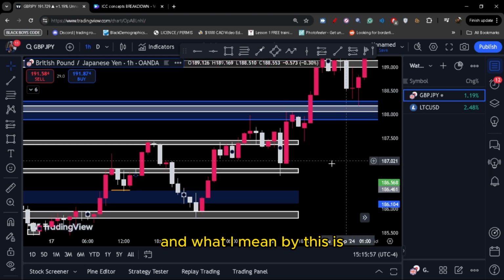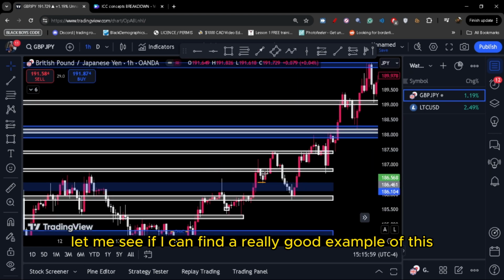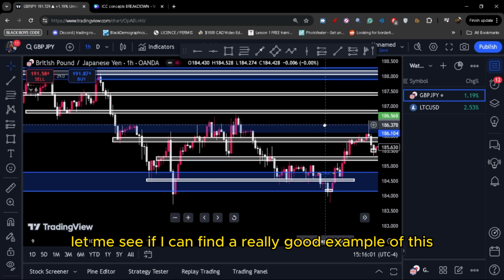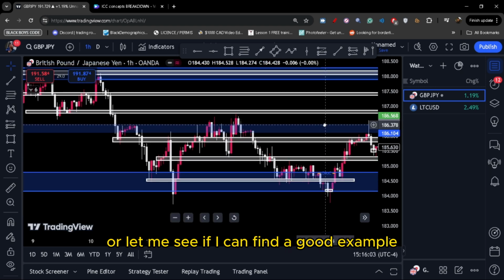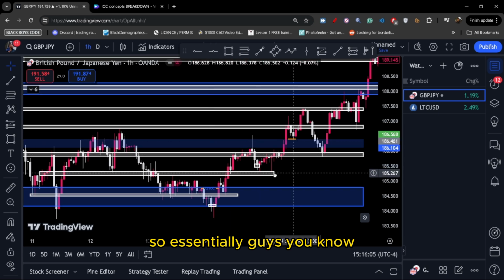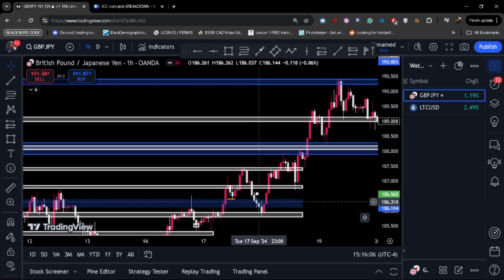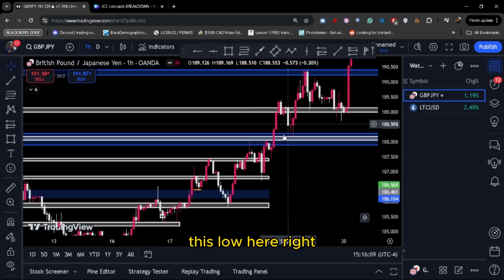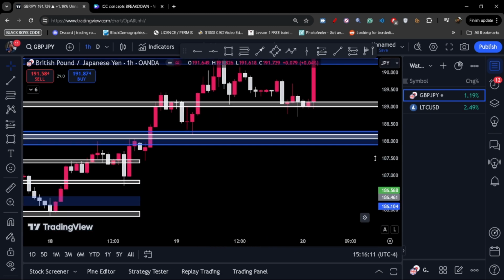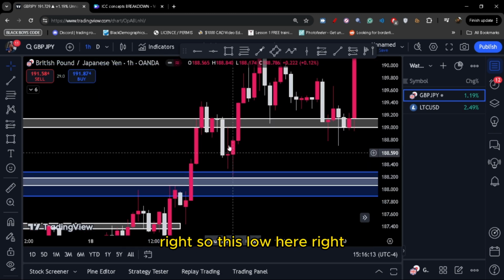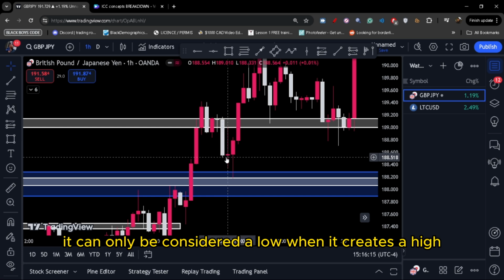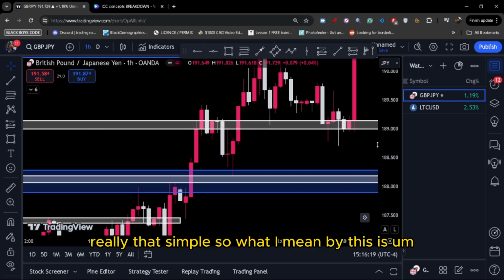And what I mean by this is, let me see if I can find a really good example of this. Let me see if I can find a good example. So essentially, guys, this low here, right, it can only be considered a low when it creates a high. Really that simple.